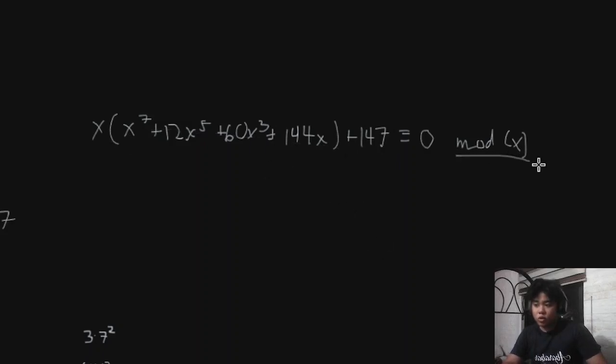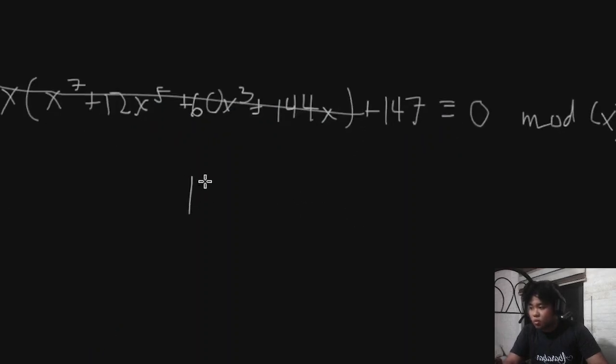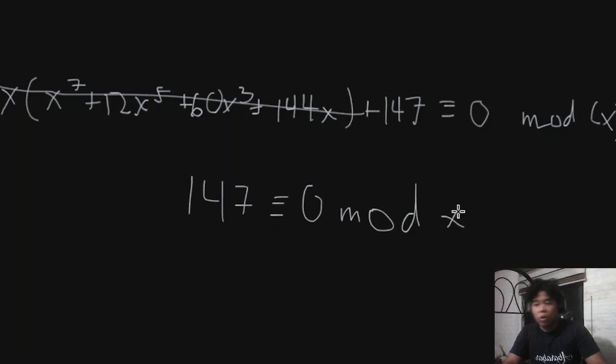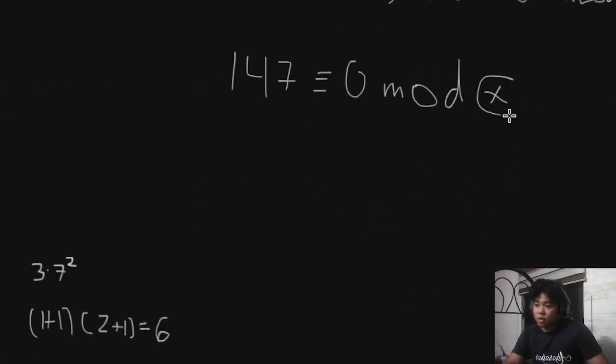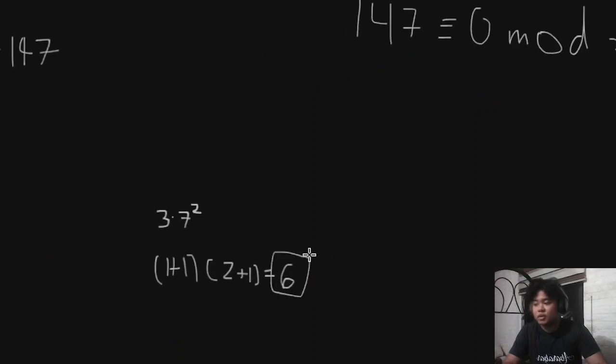So as you can see here, modulo x, this first part will be cancelled out. This means 147 is congruent to 0 mod x. We may not know what x is, but we know that when it is divided into 147, it will leave a remainder of 0. So x must be a factor of 147. This is where we get the answer of 6, which is the number of factors of the said polynomial.